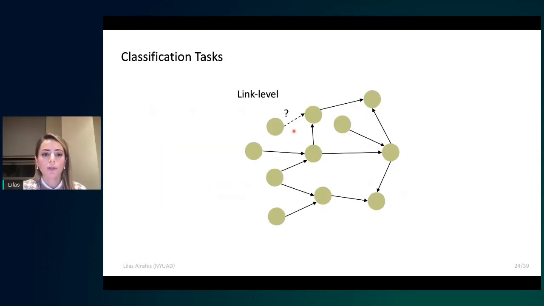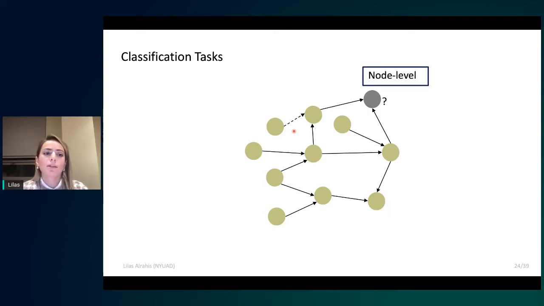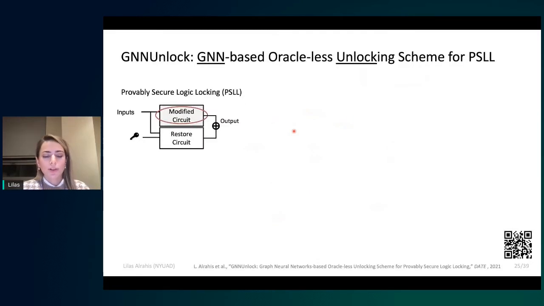So in summary, we can perform classification at the link level, we can perform it at the node level or the graph level. So now I'm going to start by discussing our applications in which we used node level classification. The first application we have implemented is GNN Unlock.